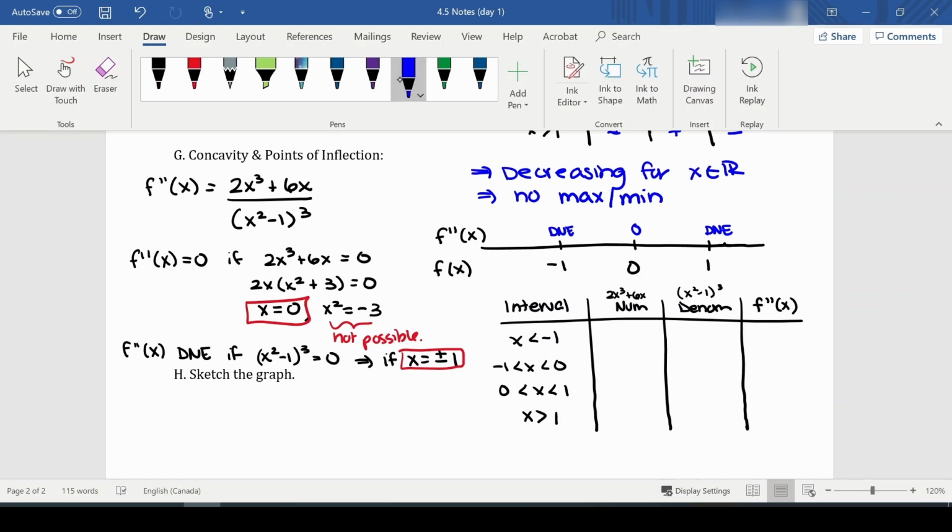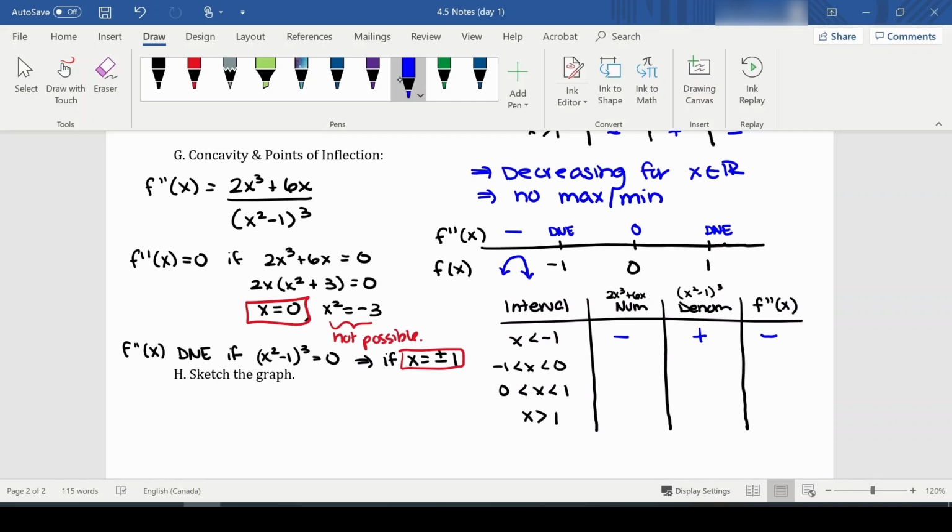So if I plug something negative into the numerator, I'm going to get a negative number, because a negative number cubed is negative, and 6 times a negative number will be negative, so you're adding two negatives together. If I plug something less than -1 into my denominator, I'm going to be squaring that. So if I had something like, say, -5, I would have -5 squared minus 1, which is a positive number, and then cubing that. So that's going to be positive, which makes f double prime negative. So that means this first interval here is negative, which makes my f of x concave down.